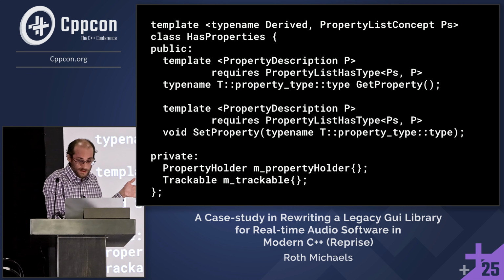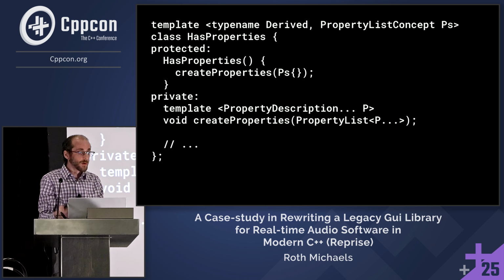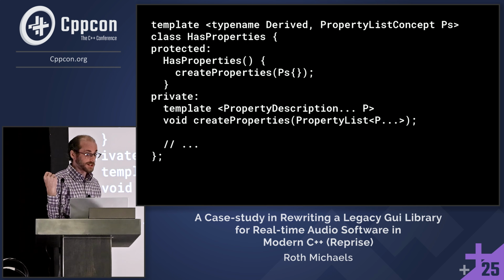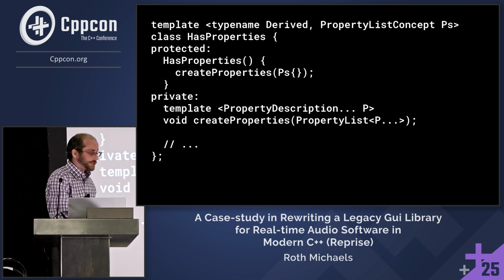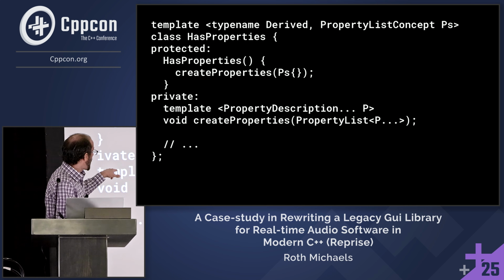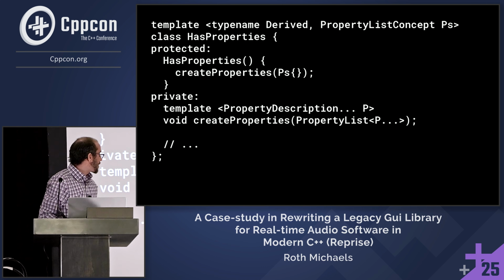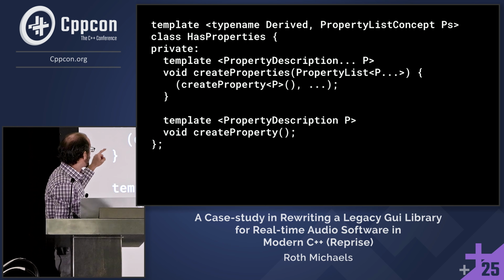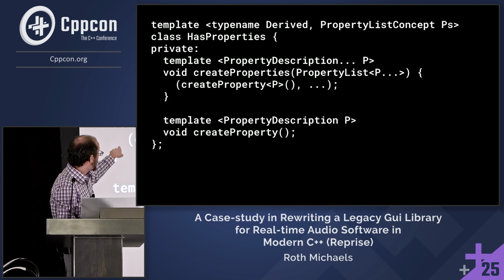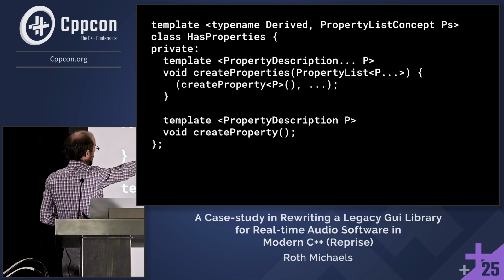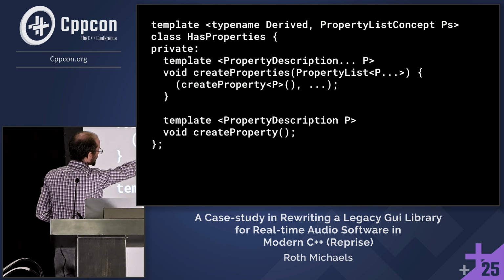So here's our get and set properties. And then when the has properties is constructed, we call this create properties function and pass it the properties list. And you'll see that create properties is templated on the property description. And so that's how we're going to pull out every property type in that property list. And from that, we're going to then, again, use the fold expression. So for every type in the property list, we're going to be folding over the comma operator.